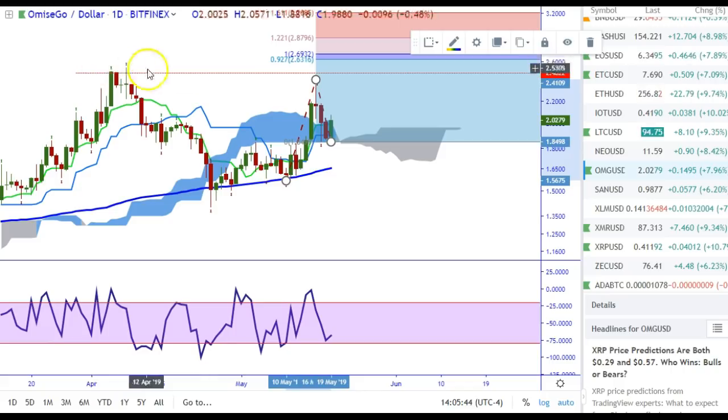Probably might not see the market get there. Might have issues at this point here. All right, but we want to see if we can get through this level here.